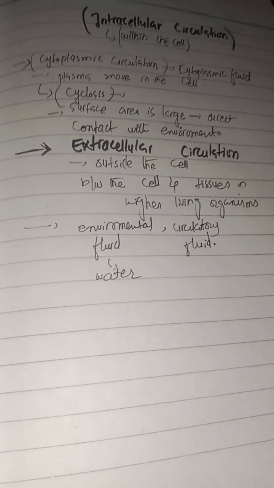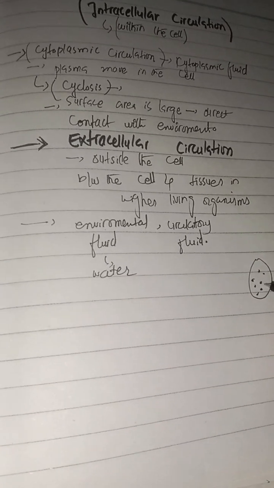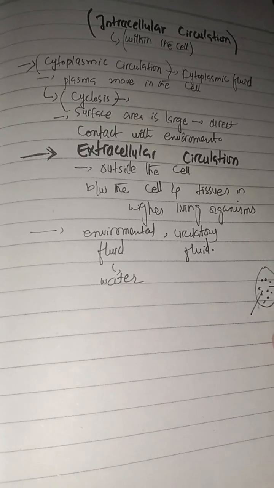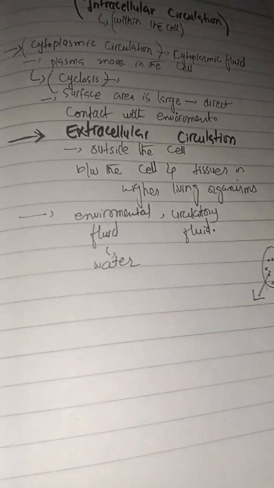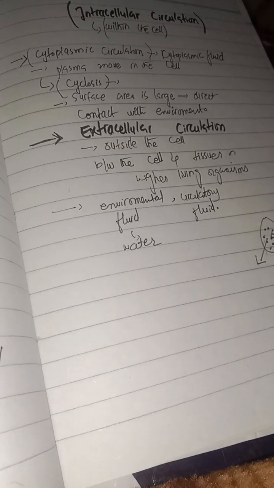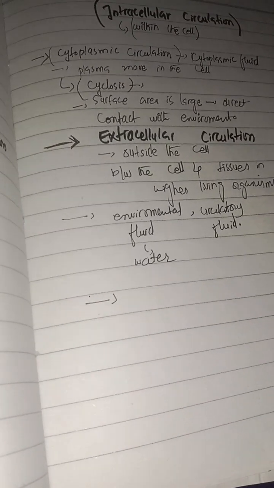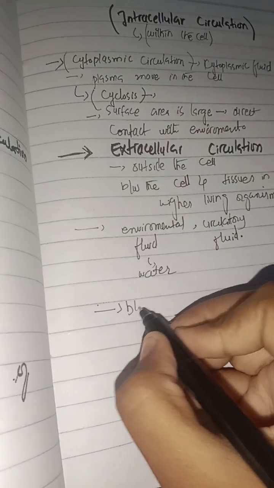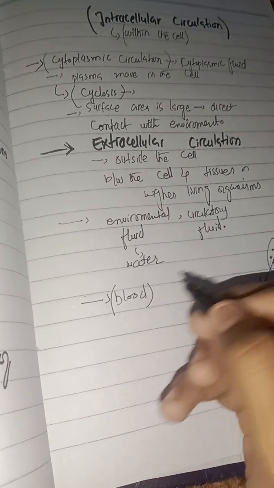Now in sponges, there are living pores, and water goes in and out. This is also called exchange. In hydra also, extracellular circulation occurs. Now the internal circulatory fluid is blood, in human beings.